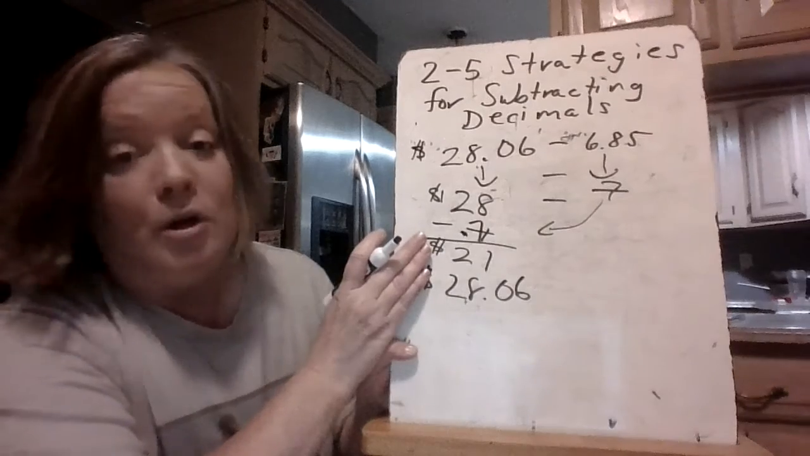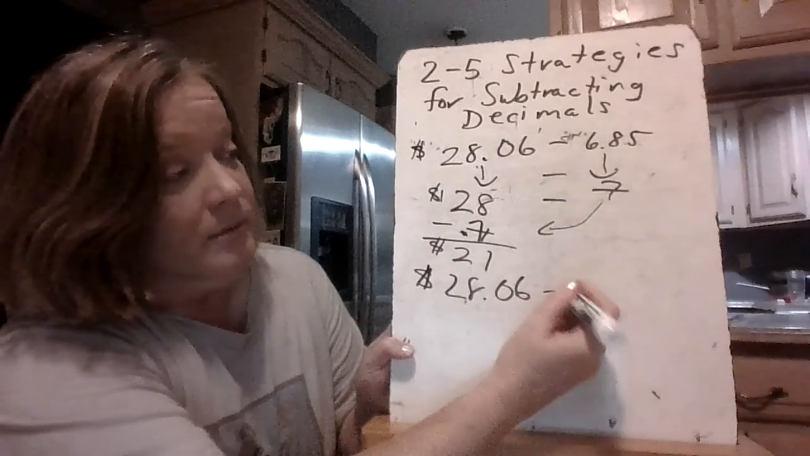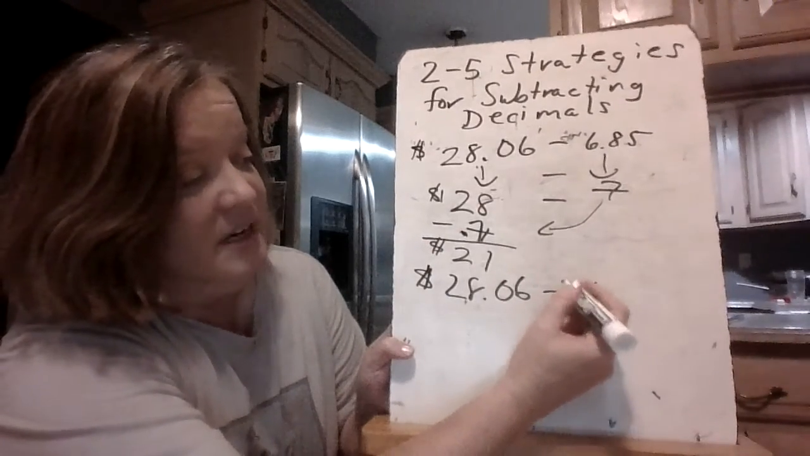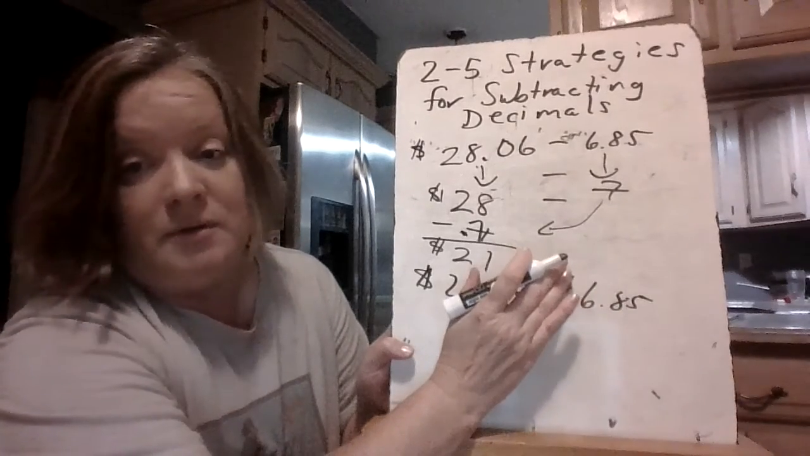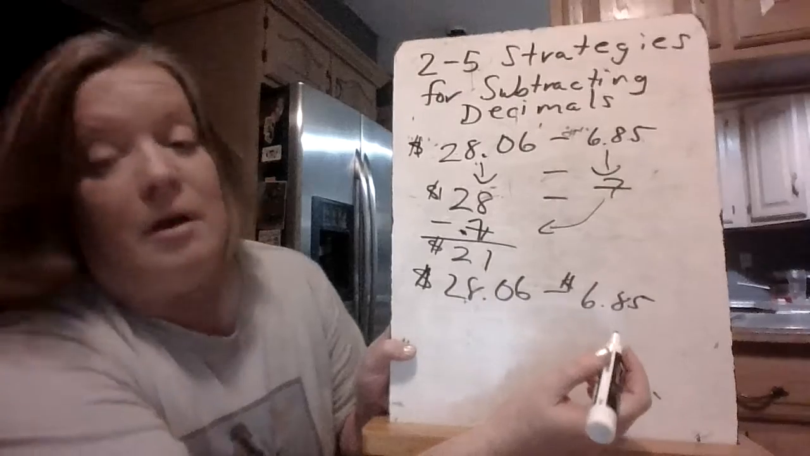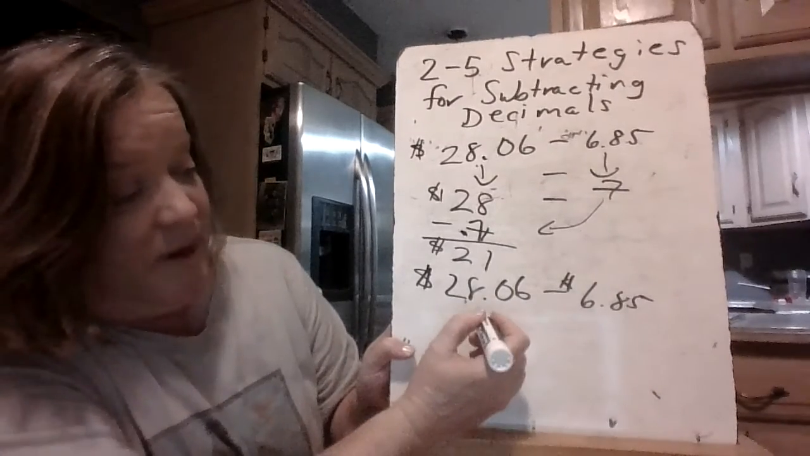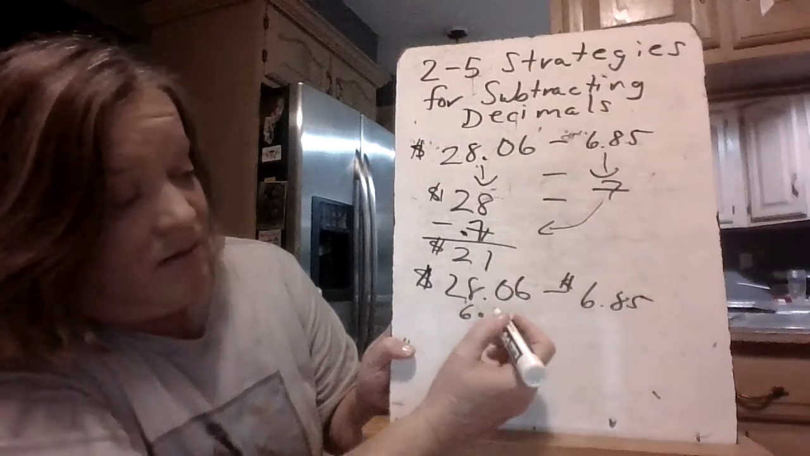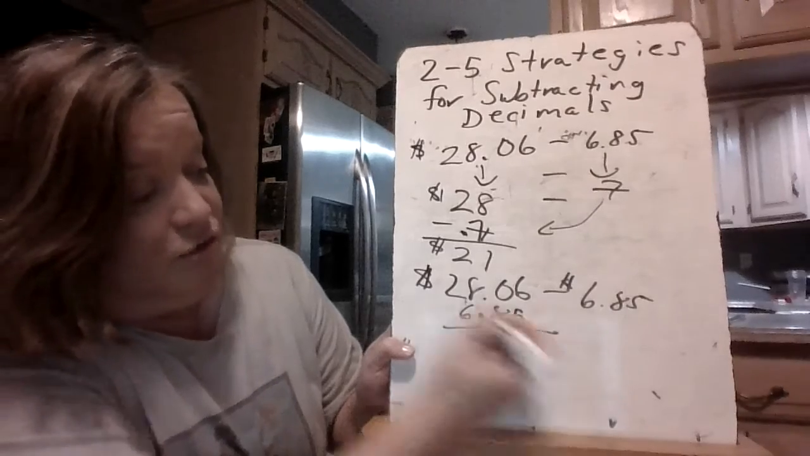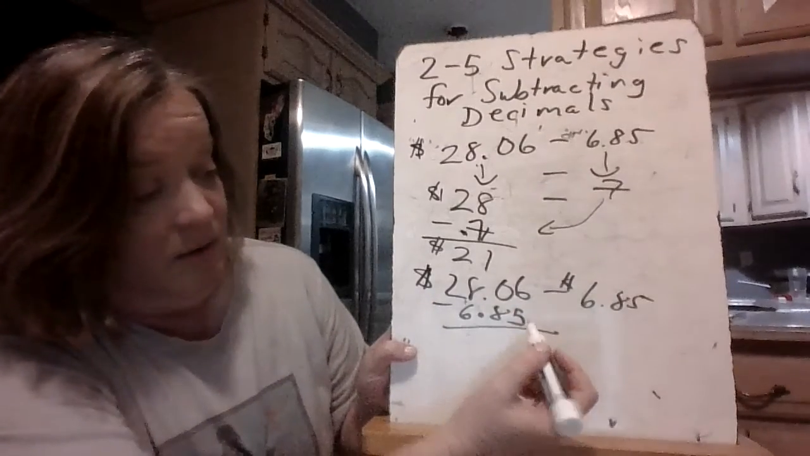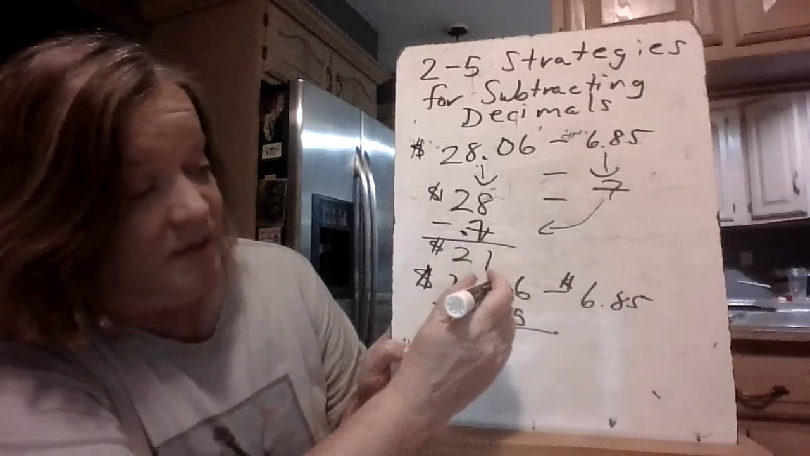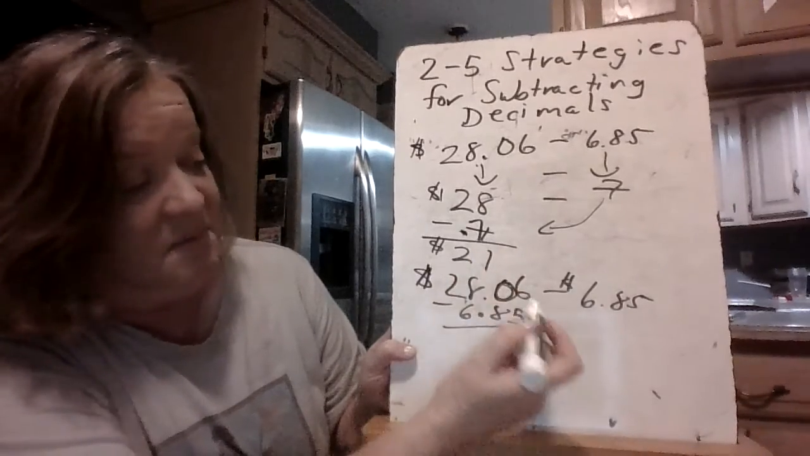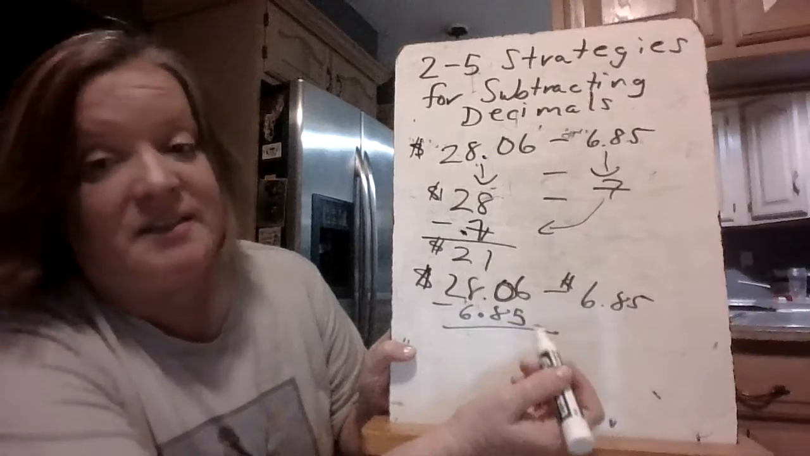$28.06 or 28 and 6 hundredths, I take off $6.85 or 6 and 85 hundredths. Again, I'm going to line up the decimal points, let the numbers fall where they may. When I do that, again, I should have my 6 under my 8 in the ones place, my 8 under the 0, that's a 0, in the tenths place, and my 5 under my 6 in the hundredths place.